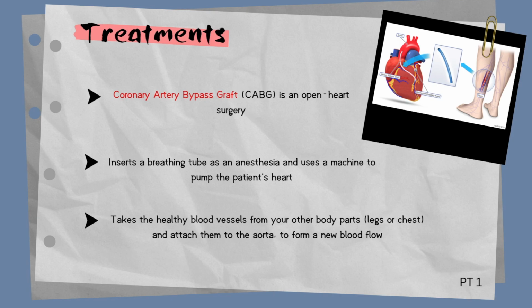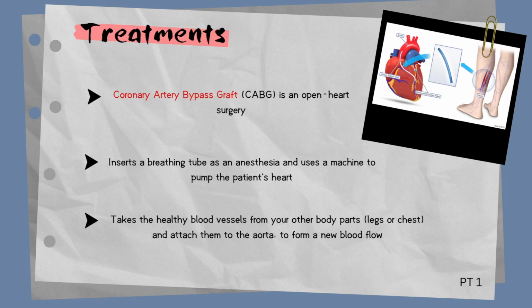CABG, coronary artery bypass graft, can only be performed on patients if they're suitable depending on the results after the angiogram. This open heart surgery is done by inserting a breathing tube through the patient's mouth as an anesthesia, and a machine will do the pumping for it because the heart will be stopped.